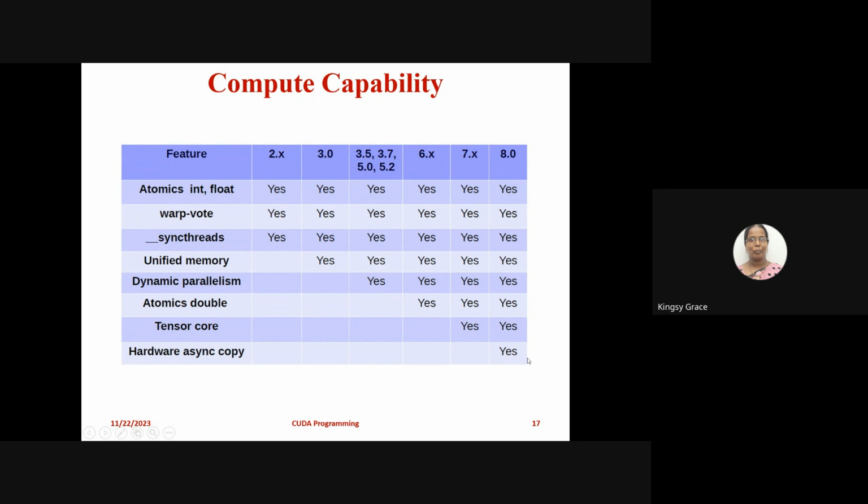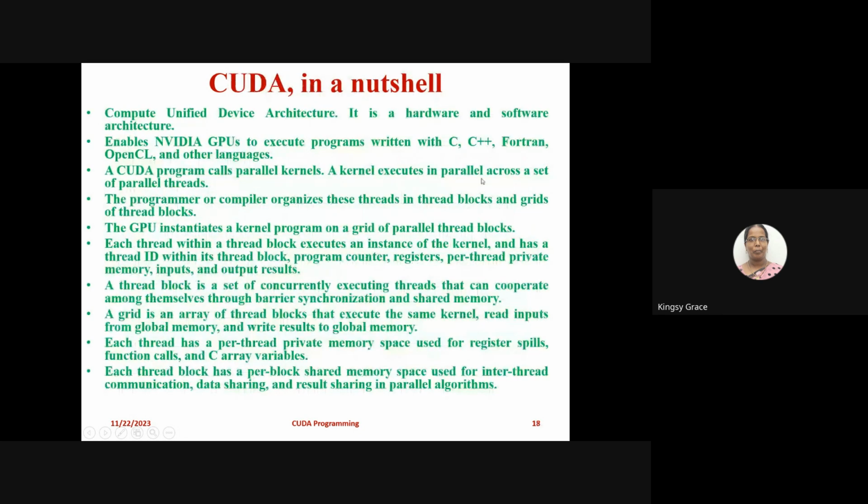Asynchronization is also there in 8.0. So that is Compute Unified Device Architecture. It contains both hardware and software, but nowadays it is known as the CUDA API. And you can write programs in C, C++, Fortran, OpenCL, and some other languages, even Python too.